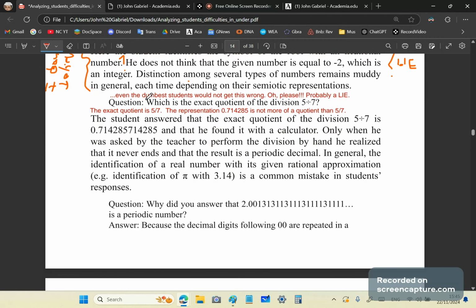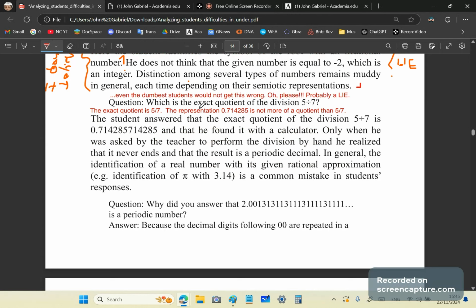And then he says distinction among several types of numbers remains muddy, each time depending on their semiotic representations. What's a load of BS? I mean, the symbols are clear, and even the dumbest students would not get this wrong.